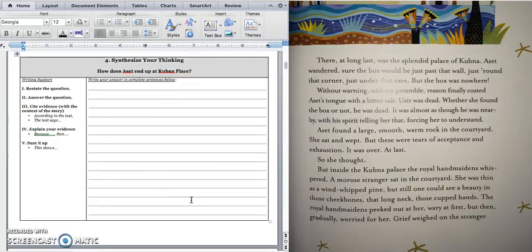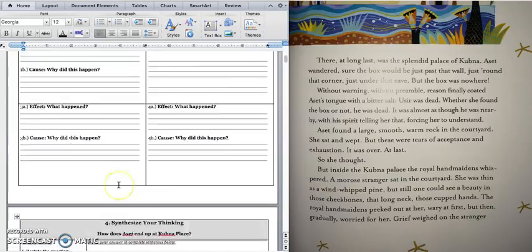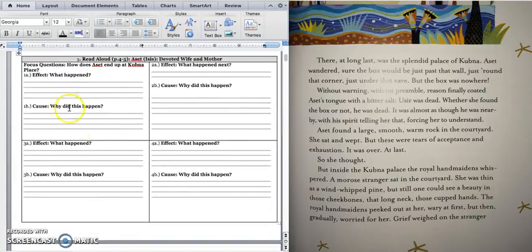The paragraph says, how does Aset end up at Kubna Place? And you need to talk about how the birds came up to her and their grief matched hers, and she felt like she should follow them because they were leading her to Usser. And it turns out that they led her to the place where he died, and she realized that and became very sad.